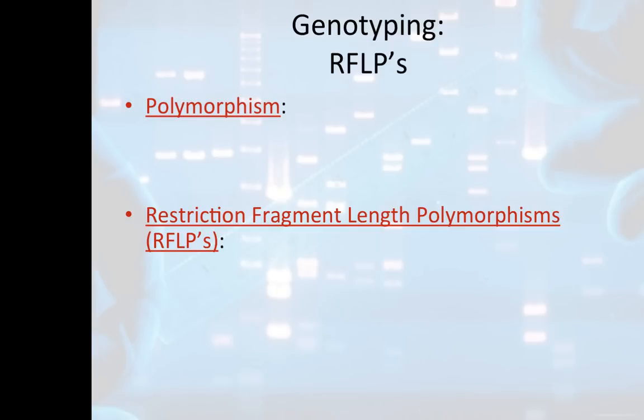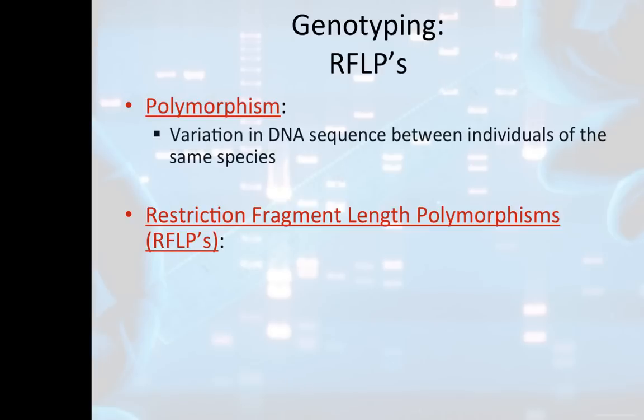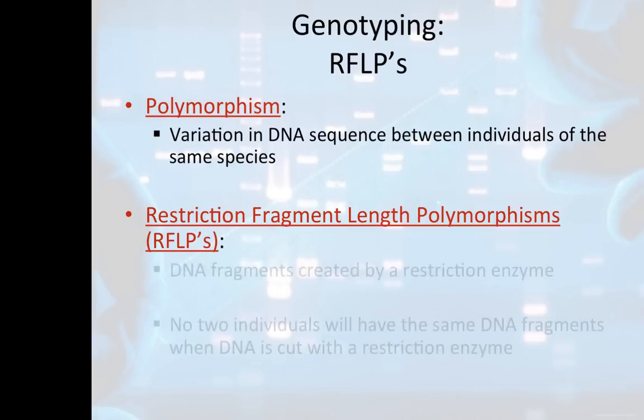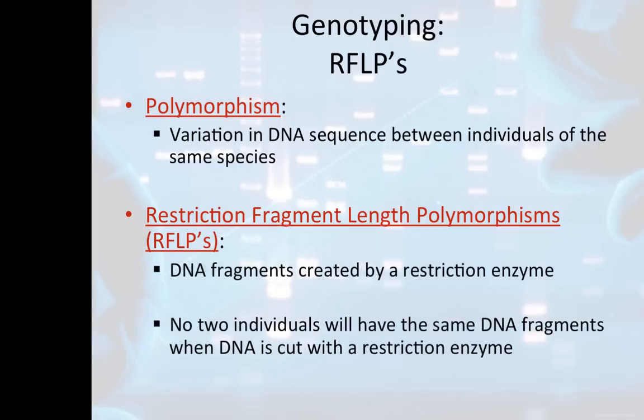Now back to genotyping. Genotyping relies on polymorphisms. Polymorphism simply means many forms. A polymorphism is a variation in a DNA sequence between individuals of the same species. If we use a restriction enzyme to cut a DNA strand at a restriction site, we get fragments, and no two individuals will have the same DNA fragment. The name restriction fragment length polymorphism implies this.